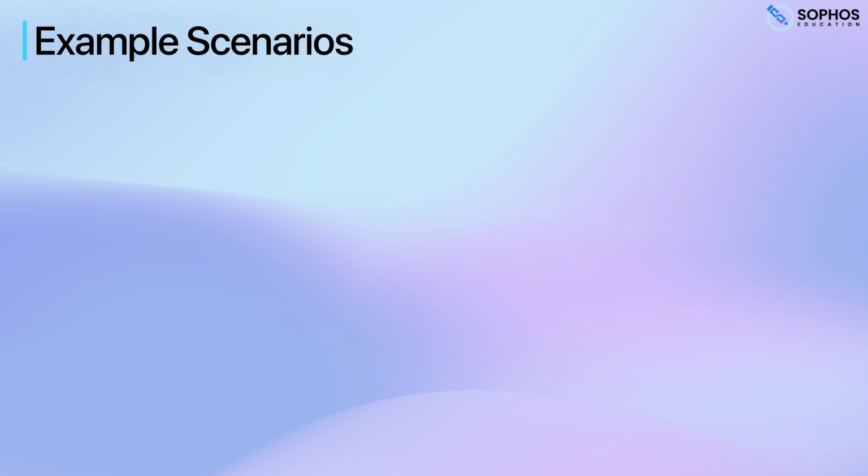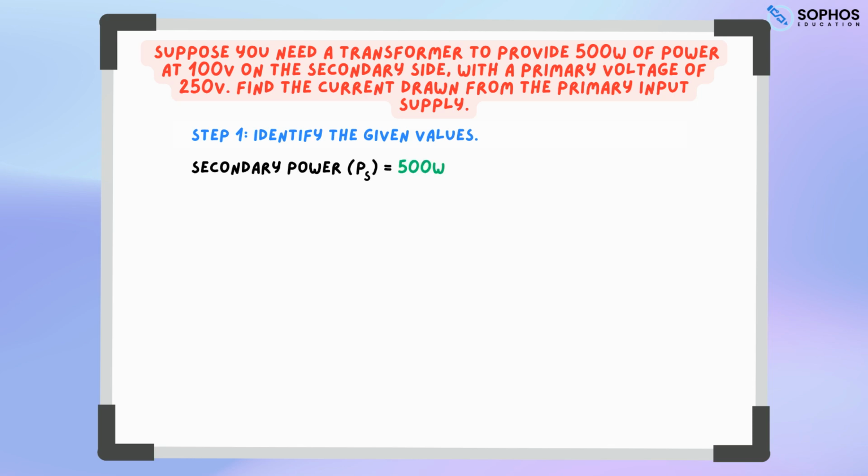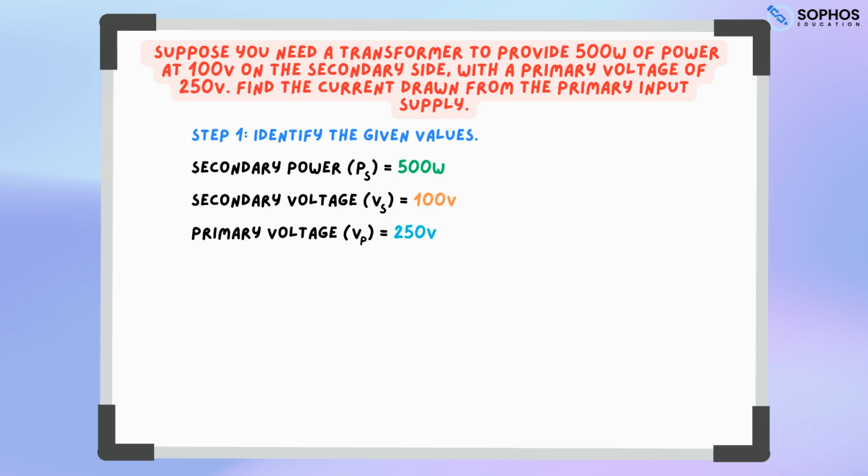Let's work through an example to understand how to use this equation. Suppose you need a transformer to provide 500 watts of power at 100 volts on the secondary side, with a primary voltage of 250 volts. We need to find the current drawn from the primary input supply. Firstly, identify the given values. Secondary power, Ps, equals 500 watts, secondary voltage, Vs, equals 100 volts, primary voltage, Vp, equals 250 volts, and the primary current, Ip, is unknown.